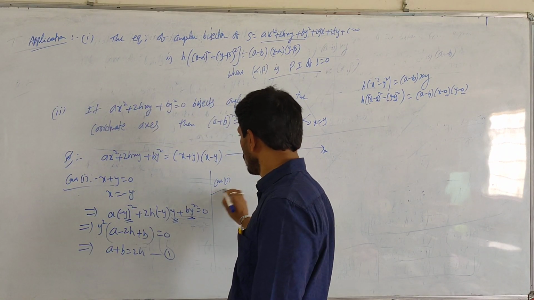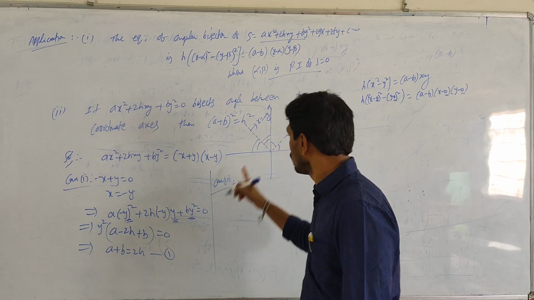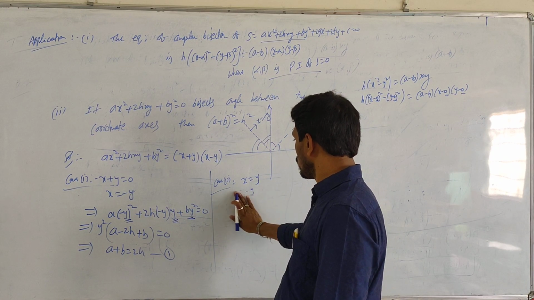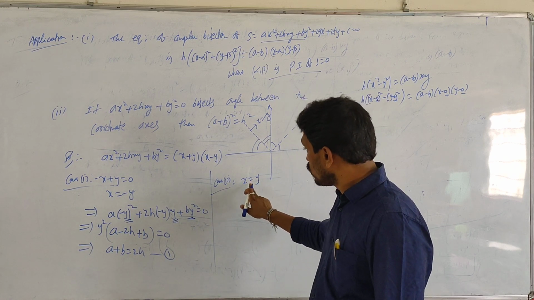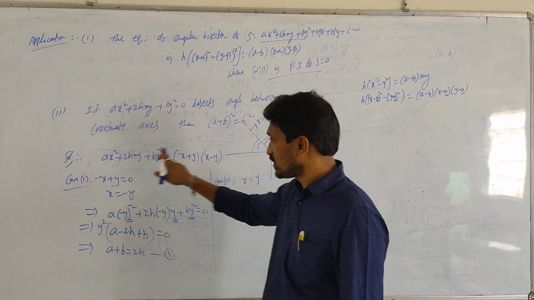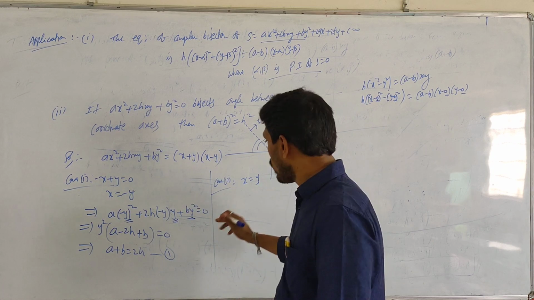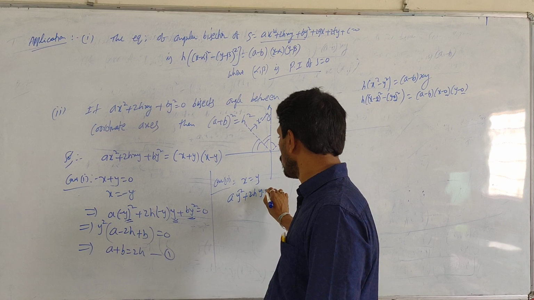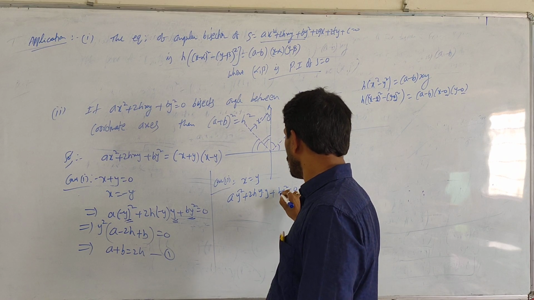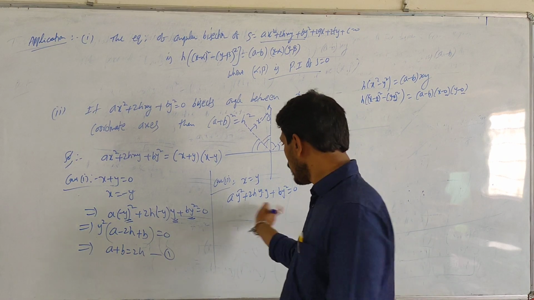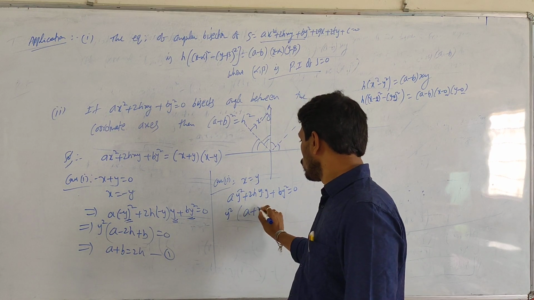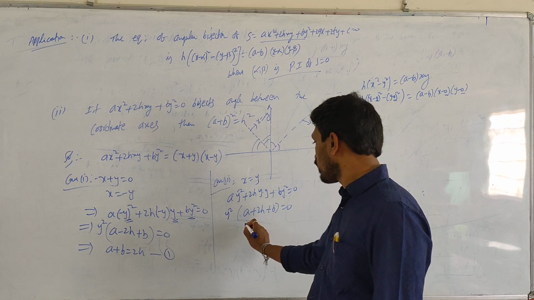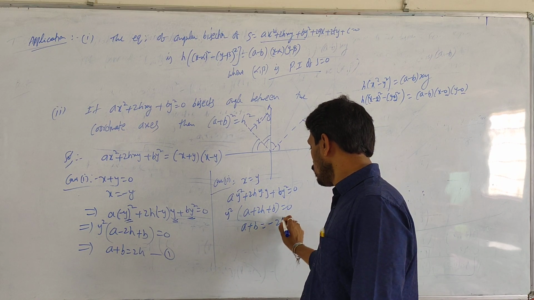Case 2. If it is angular bisector, x is equal to y. That means x minus y is equal to 0, or x is equal to y. So this x is equal to y also satisfies this equation. So what can I write? This is a into y square plus 2h into y into y plus by square is equal to 0. Take y square common, we have a plus 2h plus b is equal to 0. So 0 by y square is 0. After that you write a plus b is equal to minus 2h.